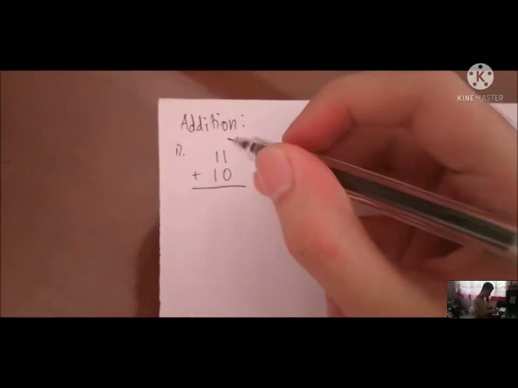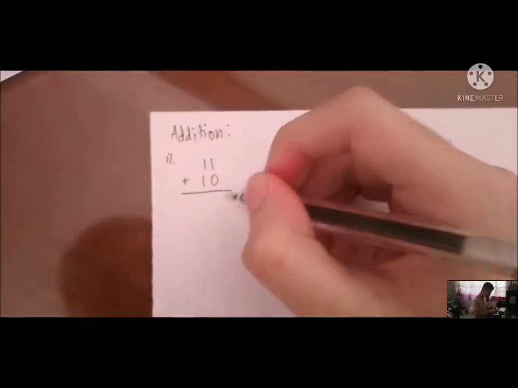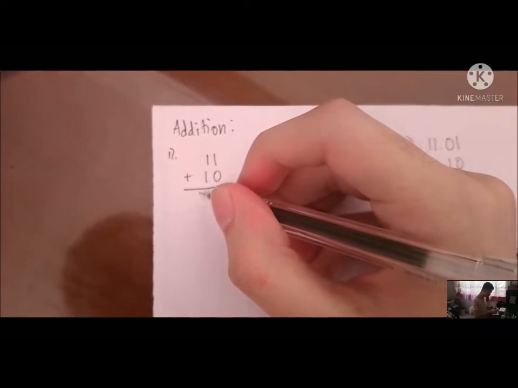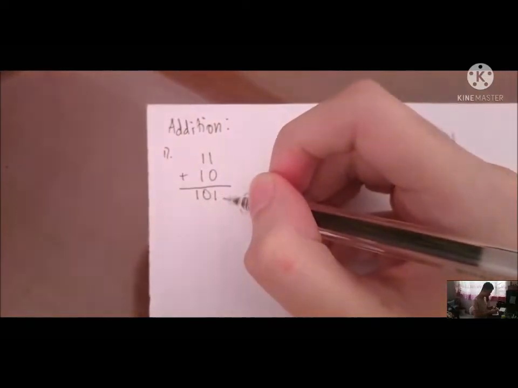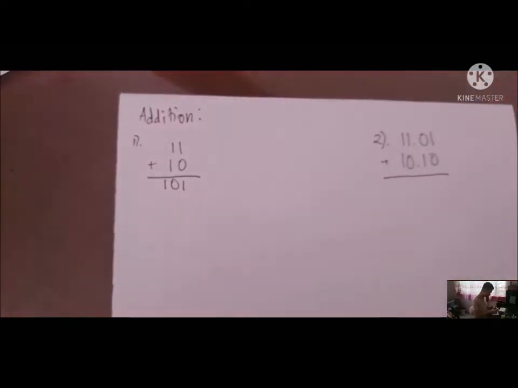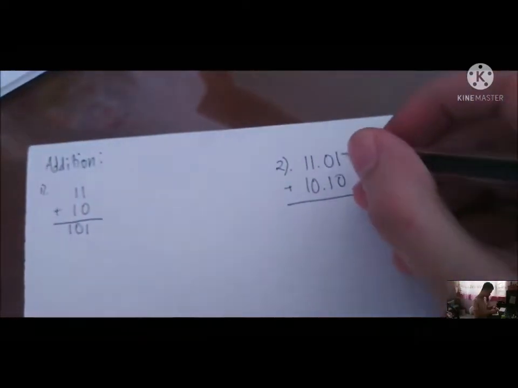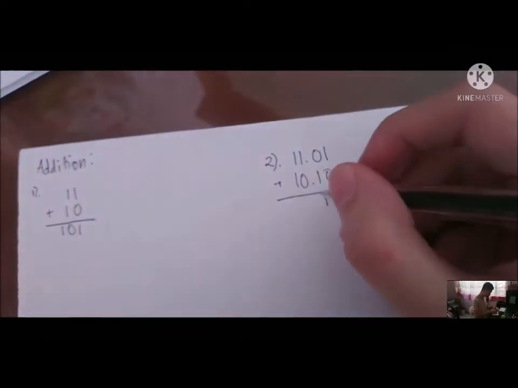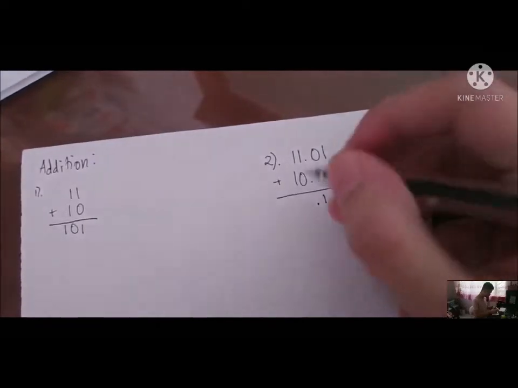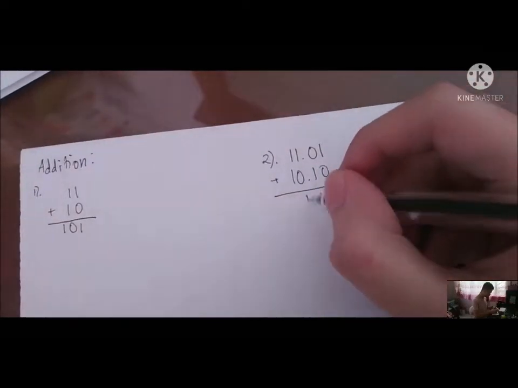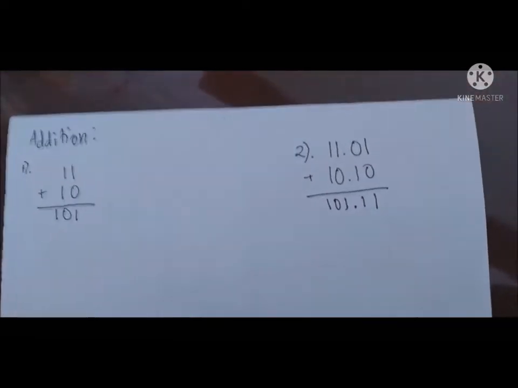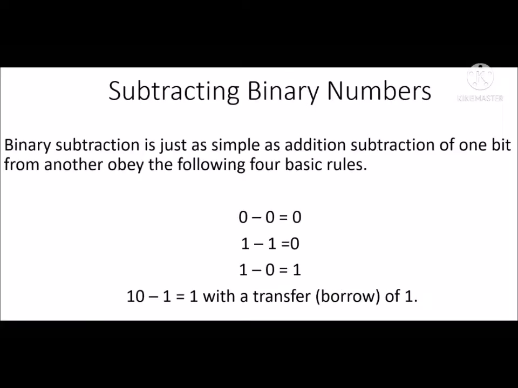In addition, 1 plus 0 is equal to 1, and 1 plus 1 is equal to 10, so we write just the 1 and 0. So the answer is 101. In the second example, 1 plus 0 is equal to 1, 0 plus 1 is equal to 1, and then we put the decimal point. 1 plus 0 is equal to 1, and 1 plus 1 is equal to 10, so the answer is 101.11.